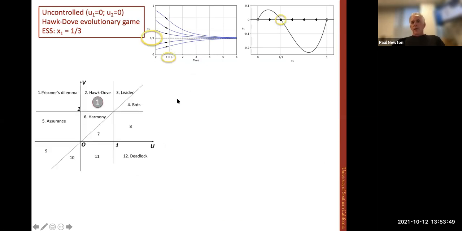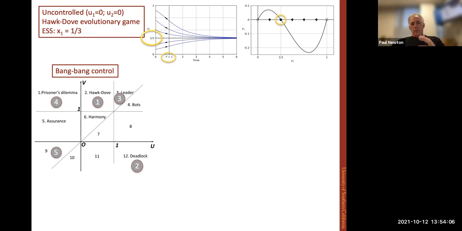But it turns out that the optimal control is a bang-bang schedule. So we start at hawk-dove, we then go to deadlock, we then go to leader game, we then go to prisoner's dilemma game, and then we go to game number 9. And so that's just bang-bang, meaning we're turning these U1s and U2s to -1 and +1.